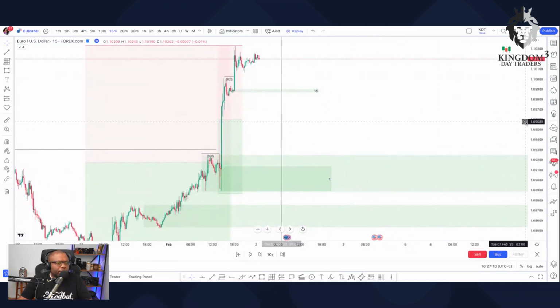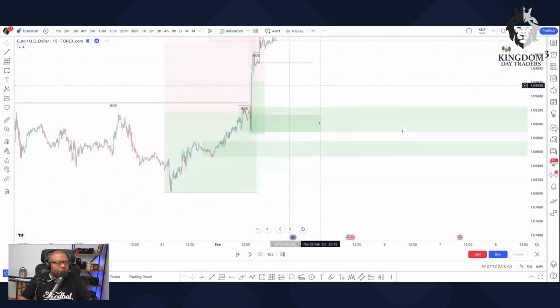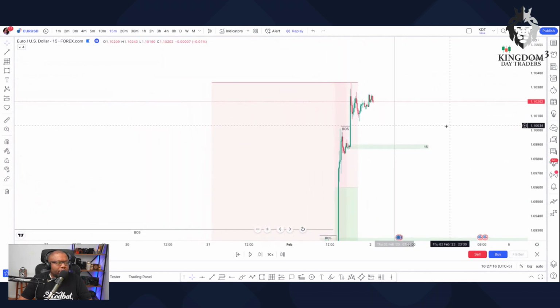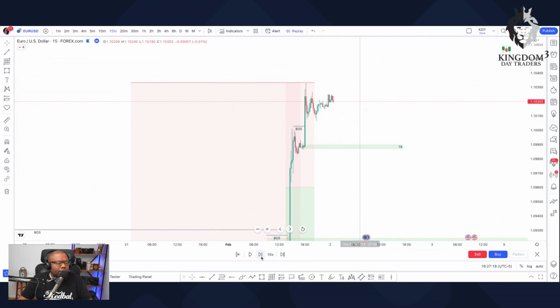We got our 15, our 1, and so the next thing to do now is wait for our time frame to come about, when price is going to actually come into that area that we want to trade. So we'll play price forward.